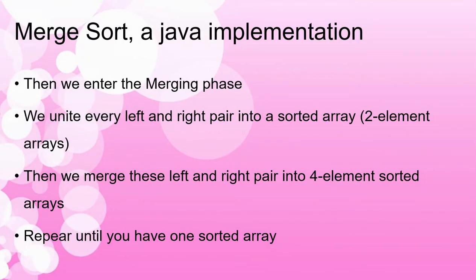Then we enter the merging phase once we have split everything. We unite every left and right pair into a sorted array. Then we have two element arrays. Then we merge this left and right pair into four element sorted arrays. We repeat until we have one sorted array.